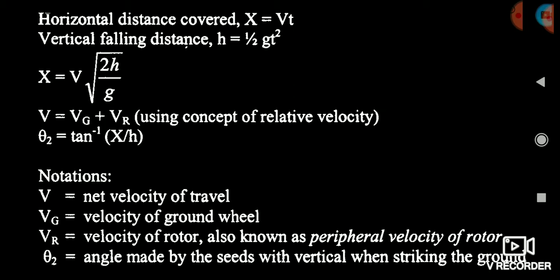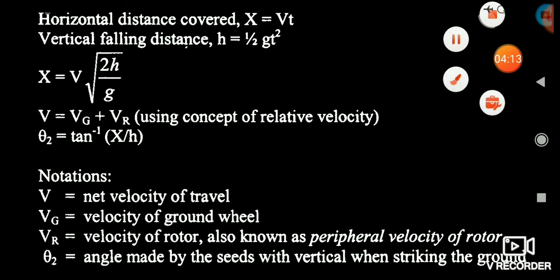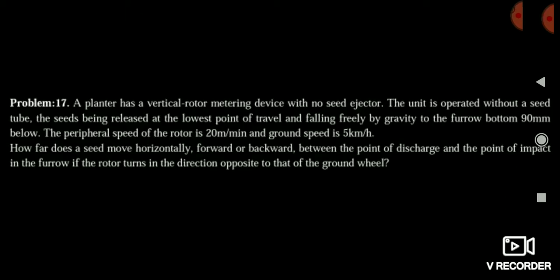I will make it more clear with the questions I will solve upon this topic. Friends, you see this question. Here it is saying that the planter has in periphery a speed of rotor of 20 meter per minute and the ground wheel is 5 kilometer per hour. And friends, it is saying that the direction is opposite to the ground wheel.